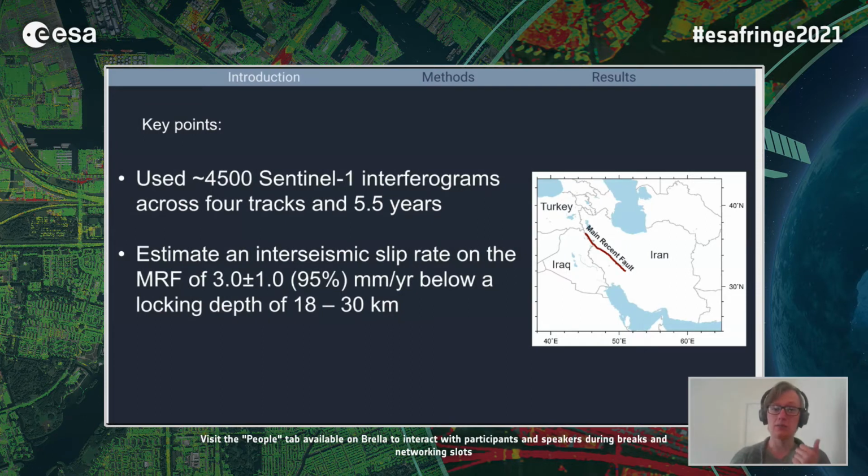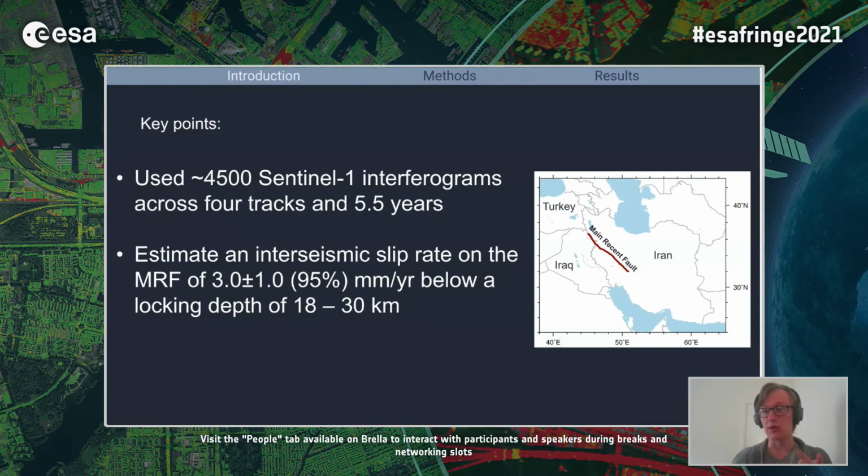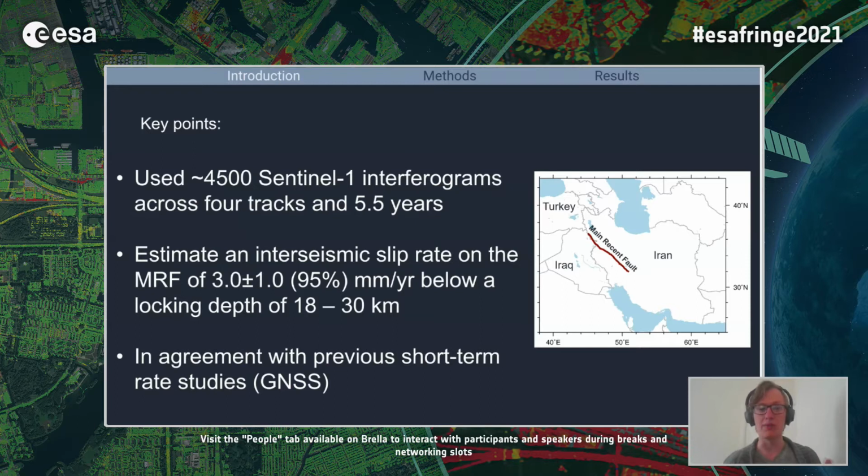This is the first InSAR interseismic slip rate estimate for the fault. This is also one of the slowest interseismic slip rates that's been measured with InSAR. And this is also the first geodetically derived locking depth estimate for the fault as well. And we've generally found that we are in agreement with previous short-term rates that are primarily from GNSS.